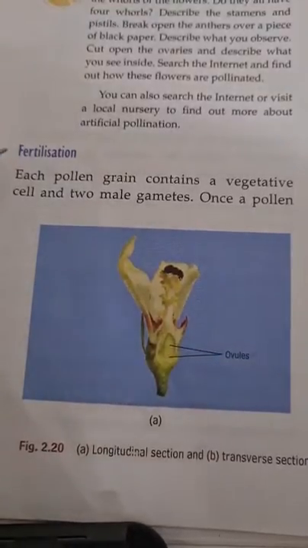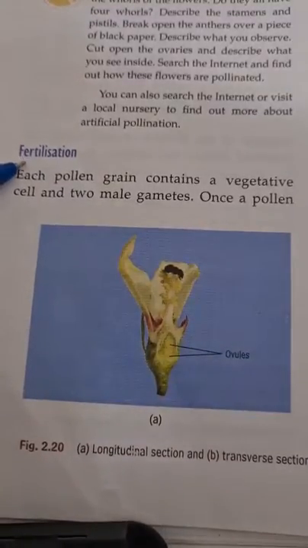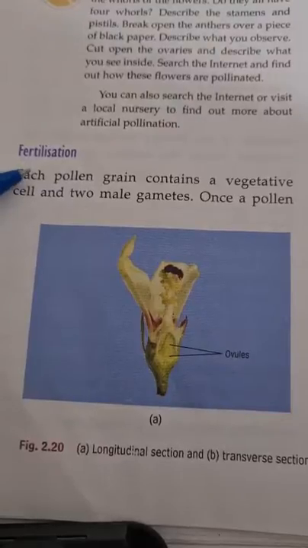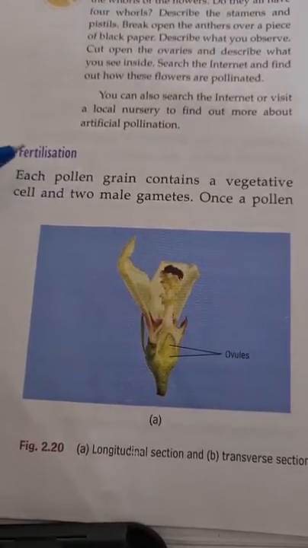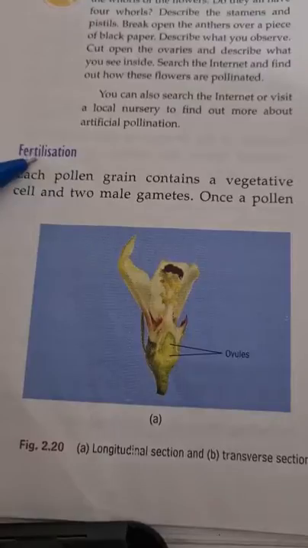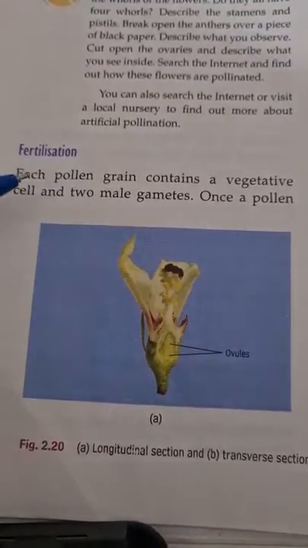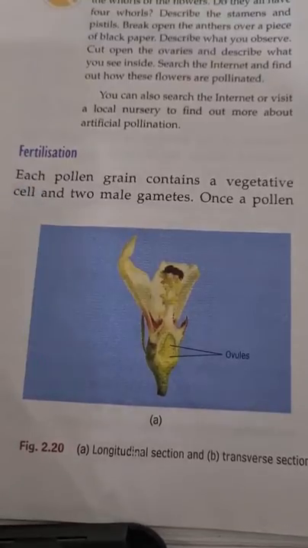Next, fertilization. Fertilization means fusion of male and female gamete. This occurs inside the ovule where the egg cell is present, and the ovule is present inside the ovary.